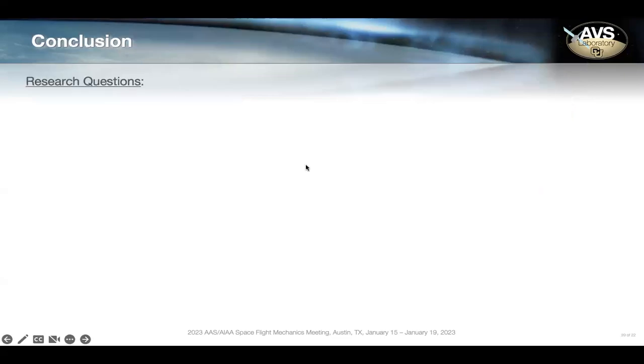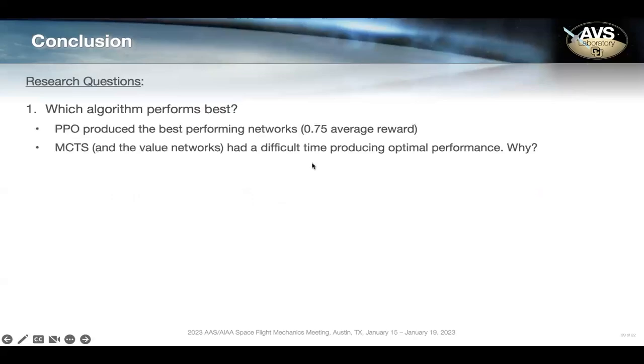Okay, so in conclusion, we'll revisit those original research questions. Number 1, which algorithms perform best? So far, we've shown that PPO produces the best performing networks at about 0.75 average reward. MCTS and the subsequent supervised learning definitely had a much more difficult time producing optimal performance.